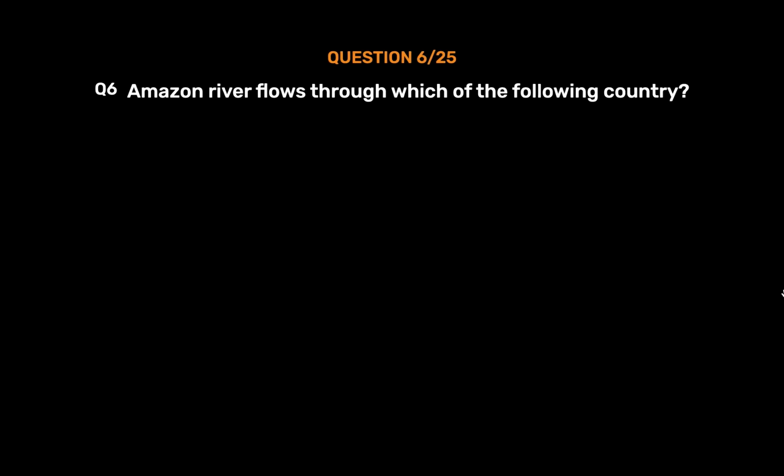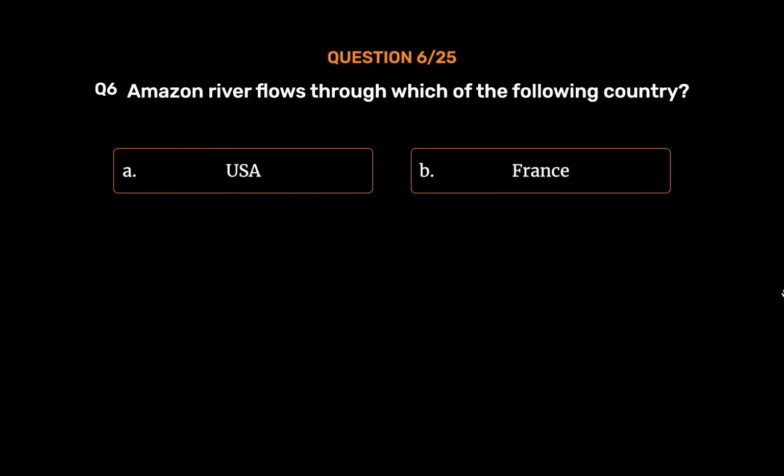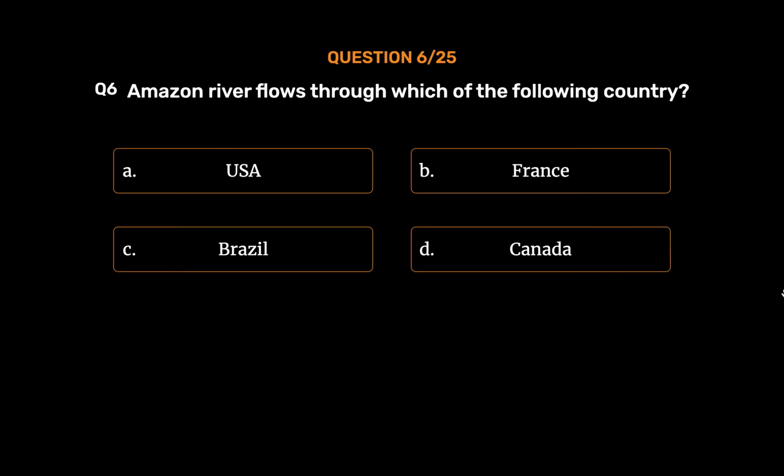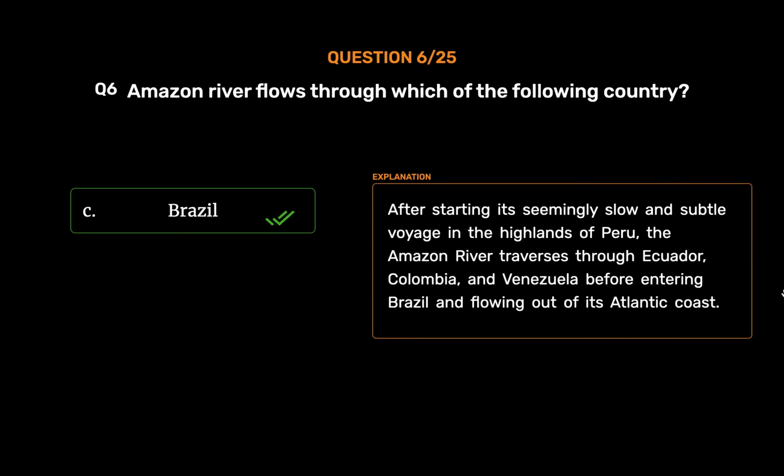Question number 6. Amazon River flows through which of the following countries? Option A. USA. Option B. France. Option C. Brazil. Option D. Canada. The correct answer is Option C. Brazil. After starting its seemingly slow and subtle voyage in the highlands of Peru, the Amazon River traverses through Ecuador, Colombia, and Venezuela before entering Brazil and flowing out of its Atlantic coast.